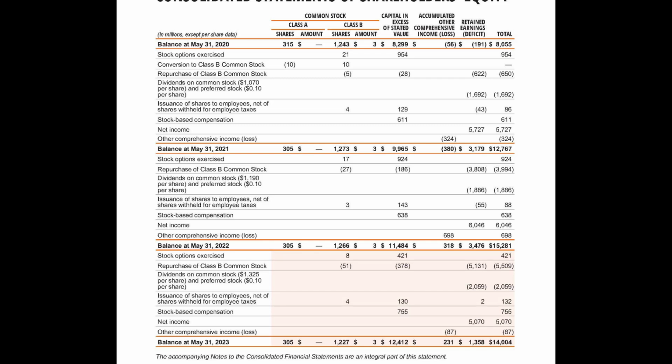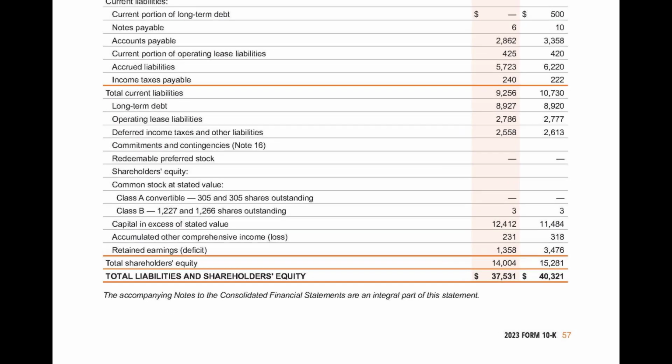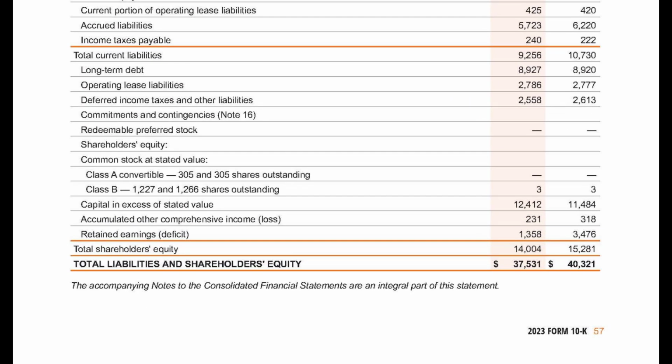Here we can see what impacted Nike's retained earnings. We can see Nike spent $5.13 billion repurchasing stock. They spent $2.059 billion paying dividends. They then generated $2 million from issuance of shares to employees and another $5.07 billion from net income. Add these all up and you get $2.118 billion, which is the amount that Nike's retained earnings decreased.